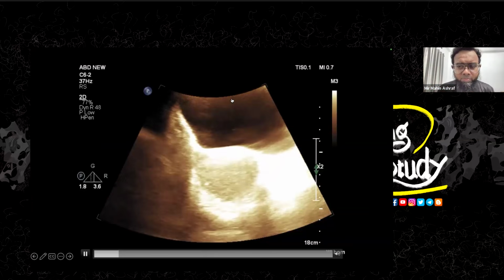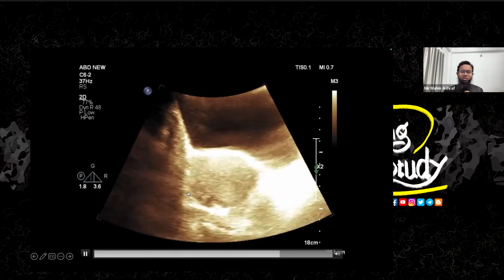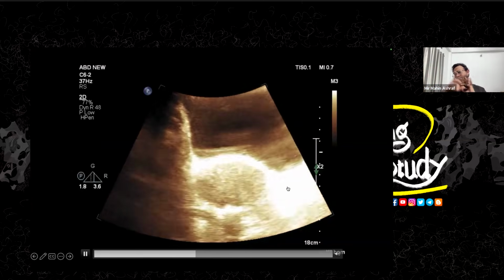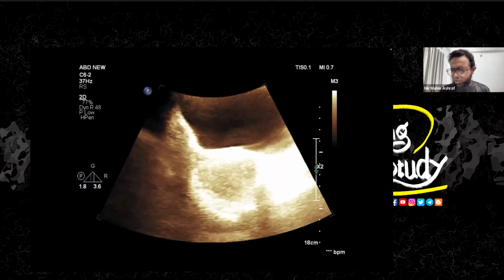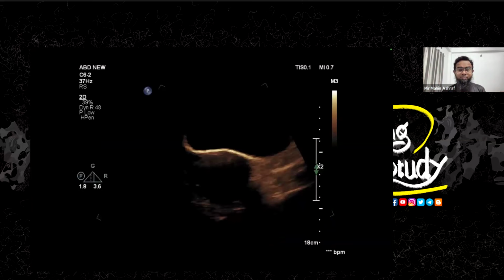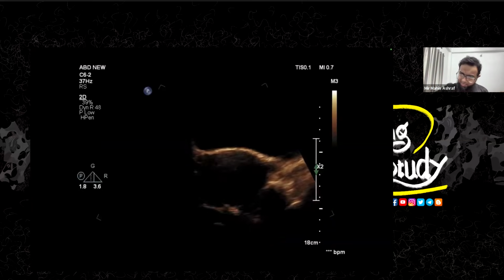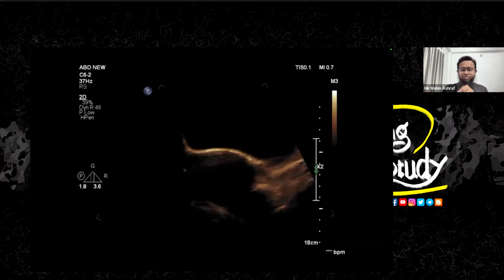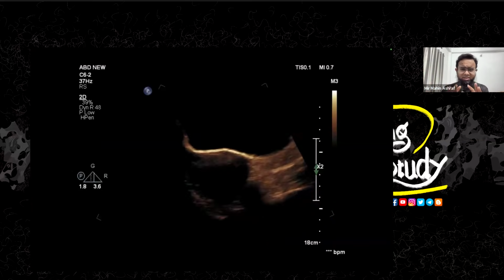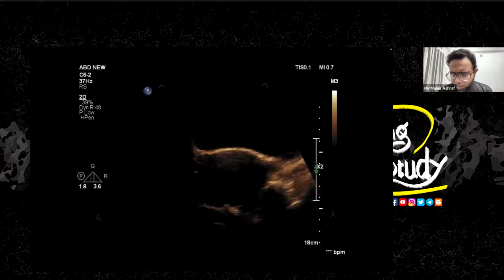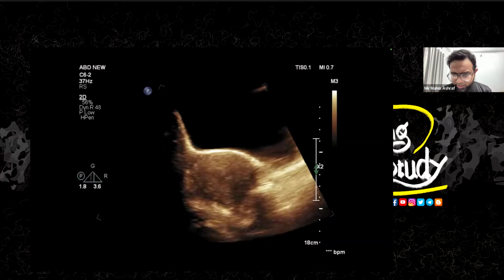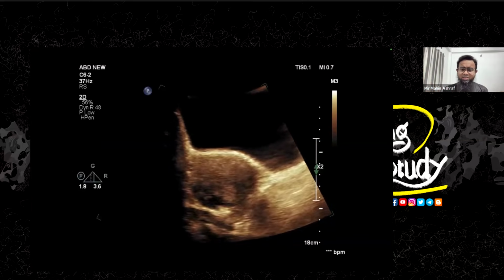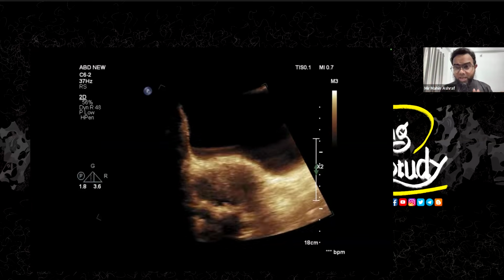Let me show you an example. Here you can see a uterus and ovary. It is high gain, a very bright picture. We don't want to see it like this, so I have reduced the gain. When I reduce the gain, the picture looks completely dark. This is not a good picture for me. I want to increase the gain a little. When I increase the gain a little, now I can see the picture quite well.